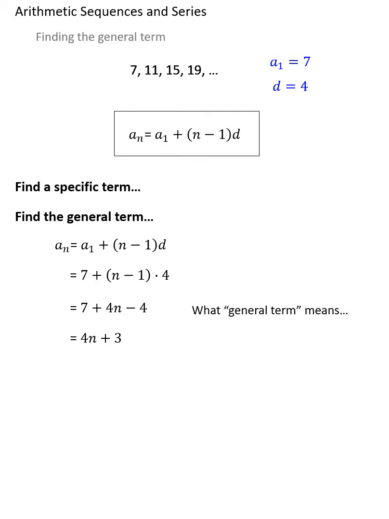Now, even though I'm done finding the general term, it wouldn't hurt to remind ourselves what that actually means. To say that the general term is 4n plus 3 means that I could use that formula to find any specific term. Remember finding the 10th term earlier? If I had found the general term first, I could have plugged in 10 for n and done the algebra and found out what we already found out, which is that the 10th term is 43.